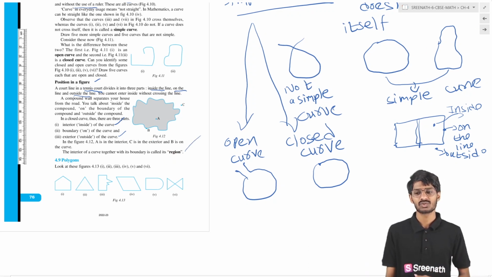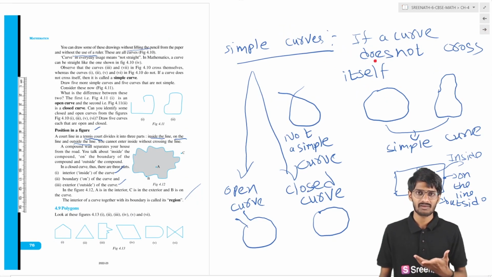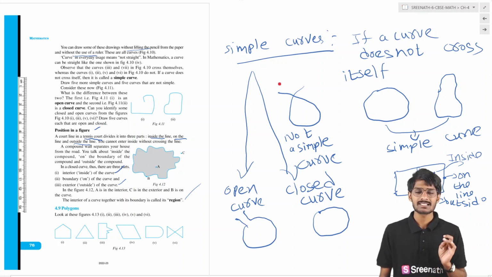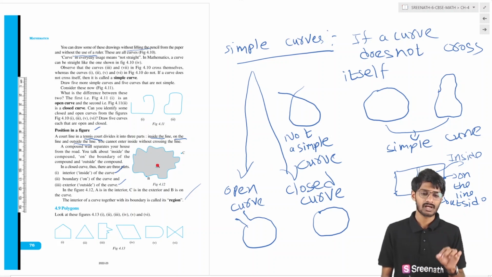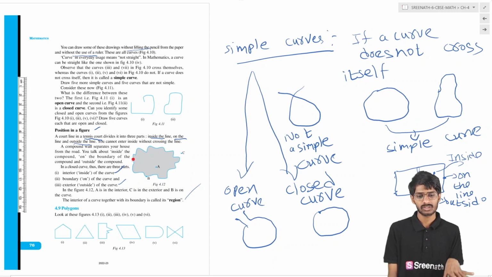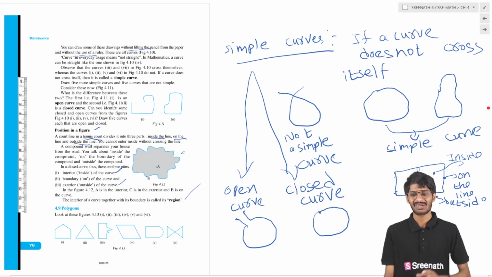So what have we completed, students? We have understood what curves are. In mathematics, curves may have straight lines also. We call a simple curve a curve which does not cross itself, and an open curve if its initial point and final point are not touching each other. We call a simple curve a closed curve if it is completely closed. The inside of a curve is the interior, any point on the boundary is the boundary, and any point outside the curve is the exterior. The interior of the curve combined with the boundary we call the region, friends. So that is the knowledge about curves.